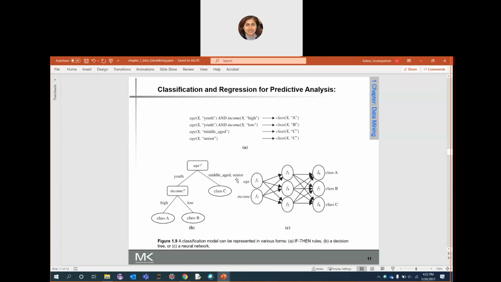Likewise, it can be applied in credit card fraud detection, in marketing, or in classifying different types of diseases. So these are some of the applications in which we can apply the classification rules.